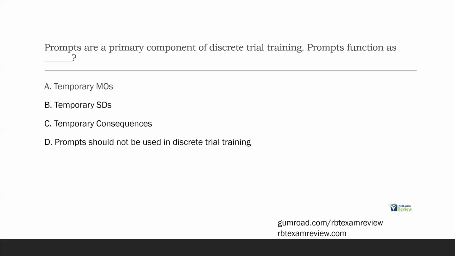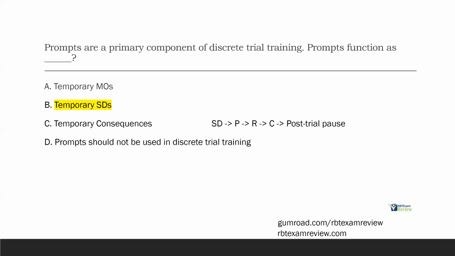Let's look at the rest of the answer choices. C, temporary consequences. Okay, prompts are not consequences, so C is out. And then prompts should not be used in discrete trial training. Of course not. Prompts are a primary component of discrete trial training. As we look at our process here, in DTT, we give an SD, then we give the prompt if needed, we get a response, provide a consequence, there's a pause, and we go again, okay?